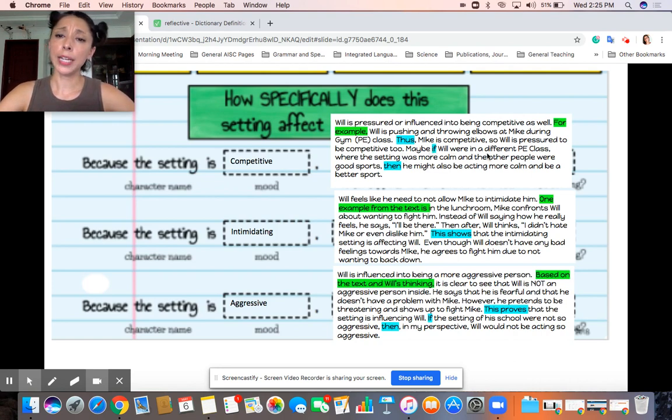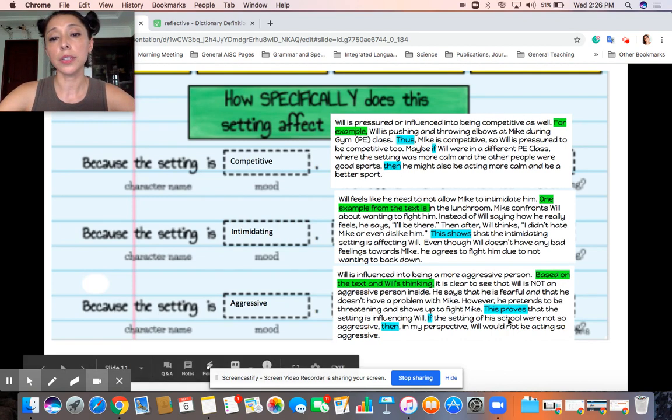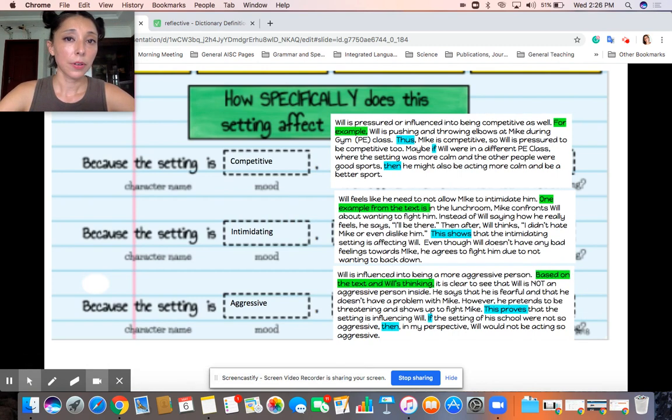Maybe if Will were in a different PE class where the setting was more calm and the other people were good sports, then he might also be acting more calm and be a better sport too. What did you notice about my thinking and about how the setting has affected Will? It's important for you to read through all of these examples. Reading the examples will help you better understand the work that you need to do for your novel today.